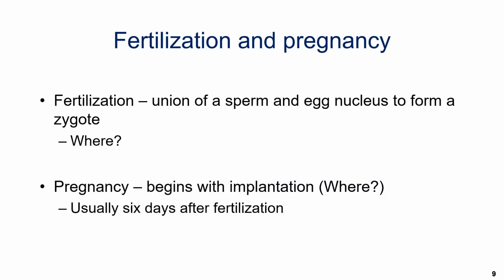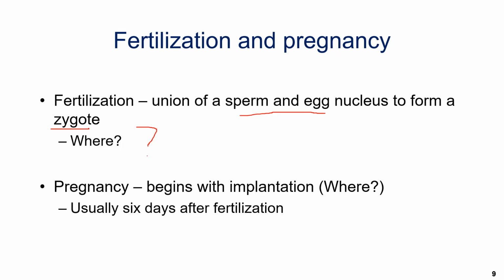So now we go to fertilization and pregnancy. When the sperm and the egg unite, what you have is a zygote. Okay. Now, where does fertilization take place? Where in the reproductive system? Is it in the ovary, the vagina, the uterus, or the fallopian tube? Okay. So think about that. Where in the reproductive system does the egg meet the sperm?